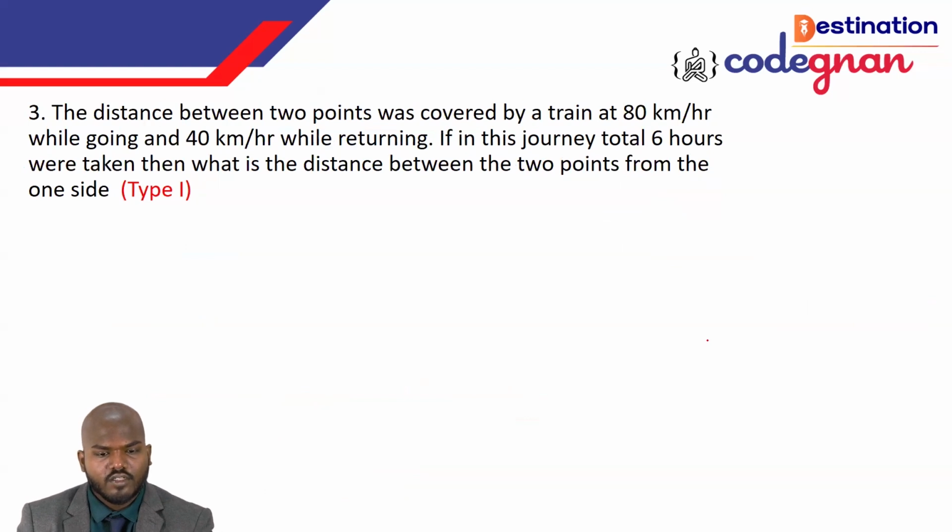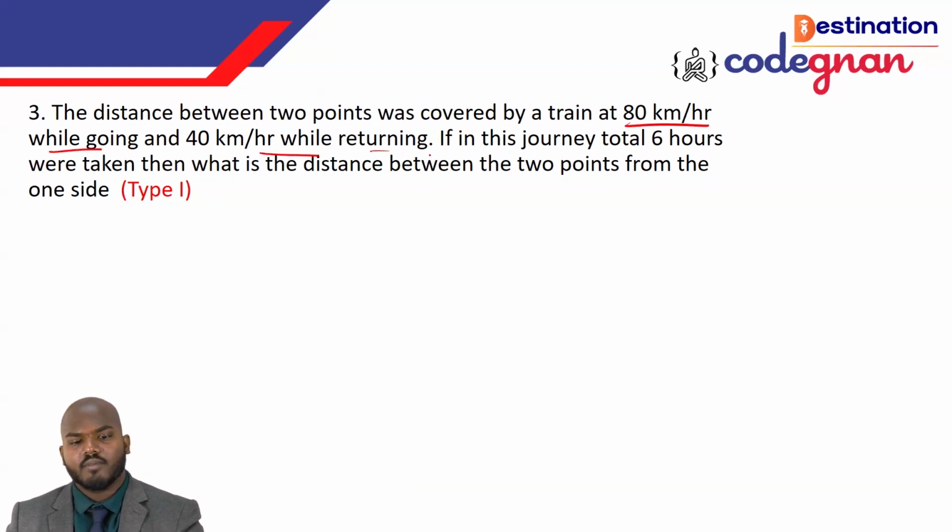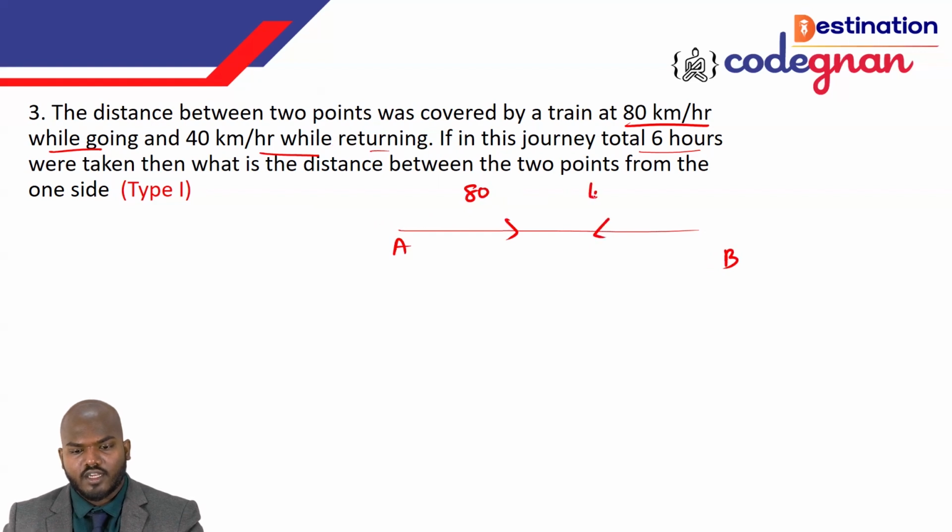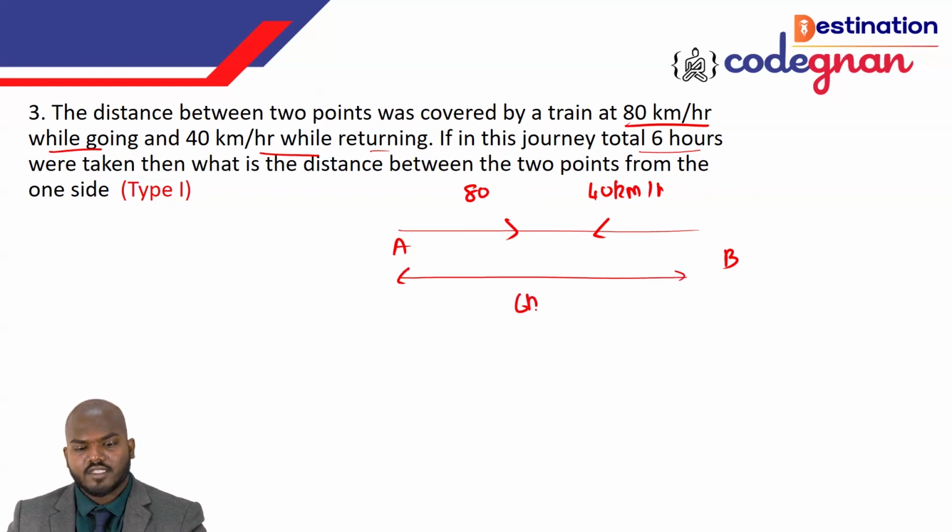The distance between two points was covered by the train at 80 km per hour while going, and while returning it is taking 40 km per hour. They are giving this. Okay. So there is a point A and point B. While going it was 80 km per hour, while returning it is 40 km per hour. The total complete journey has taken only 6 hours.